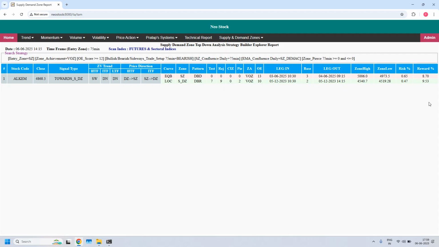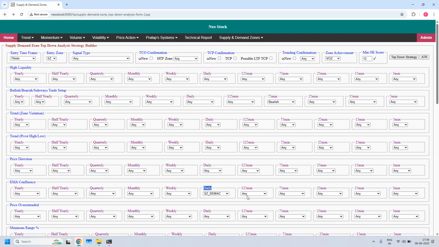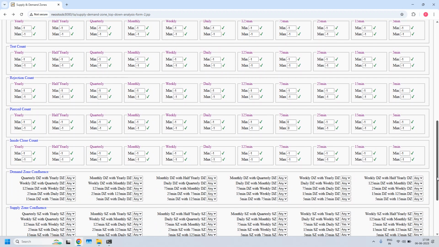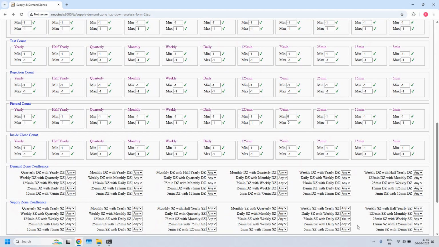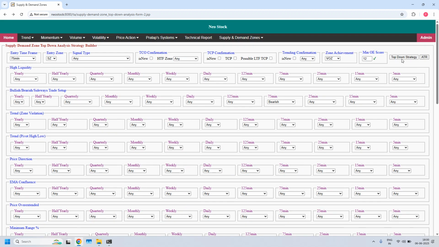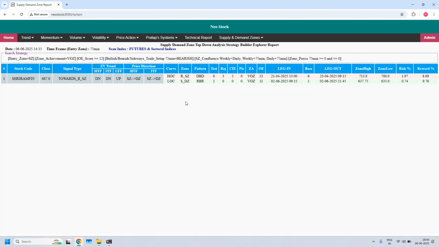Okay, next we will look into 75 minutes, daily and weekly supply zone confluence supported stocks. Removing EMA filter. Supply zone confluence, 3 filters we have to set. First one is already enabled. Next 75 and weekly. Daily and weekly supply zone confluence with all 3 filters. We got only 1 stock. So in this stock, this 75 minute supply zone overlapped with daily supply zone. Both together overlapped with weekly supply zone. And weekly trend is a downtrend.